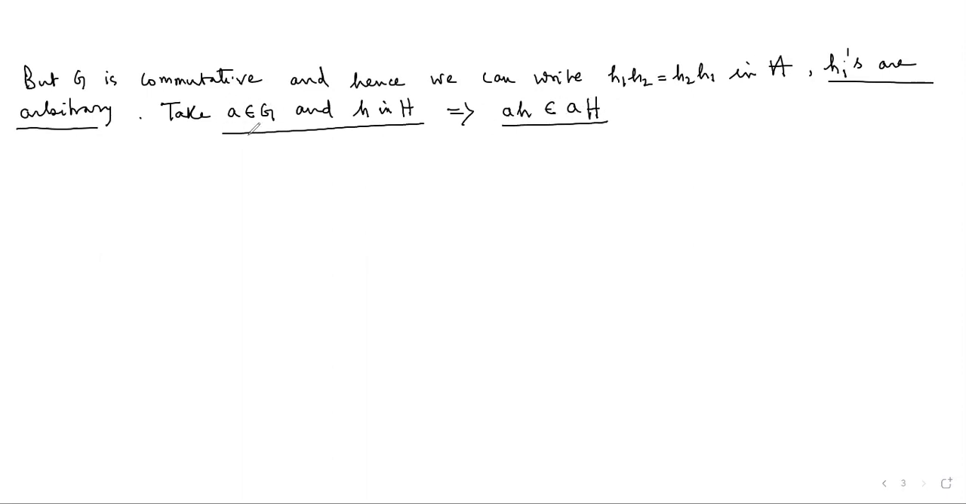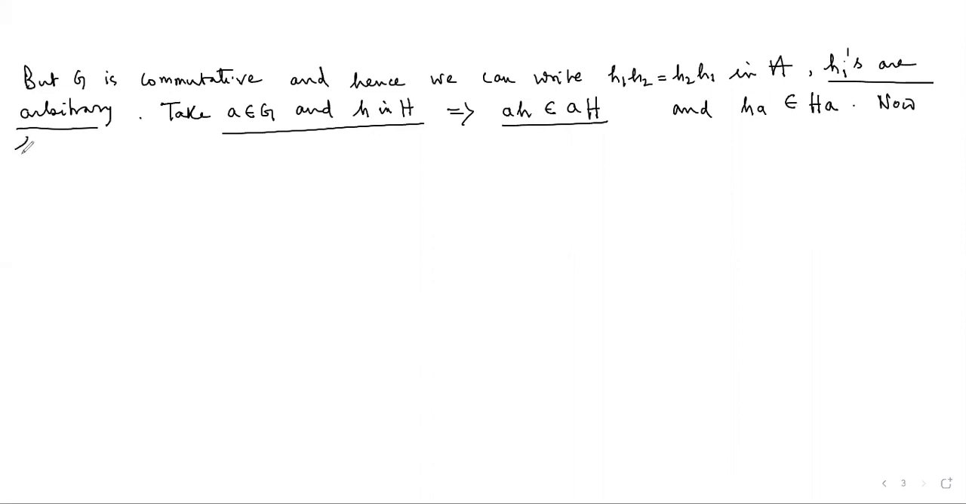So if I choose an element from G and if I choose an element from H, then their product will belong to the left coset. And not only this, it will also belong to the right coset, which is denoted by HA.